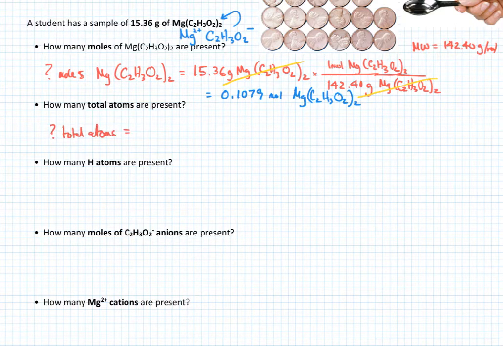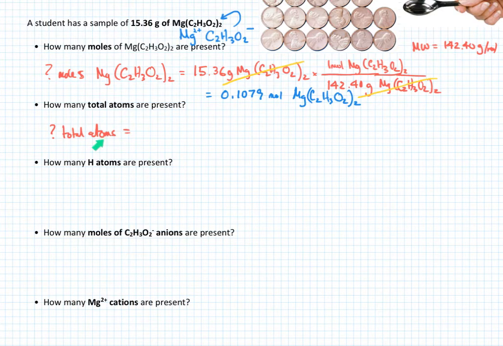So when you see something like total atoms, you should be thinking big number. I mean, if this is something in the gram range, the total atoms is going to be something in the 10 to the 22, 10 to the 23, 10 to the 24. If you want the total number of atoms, or down here, how many hydrogen atoms, or down here, how many magnesium cations, you should expect a large number.